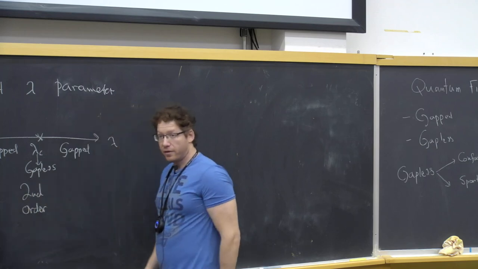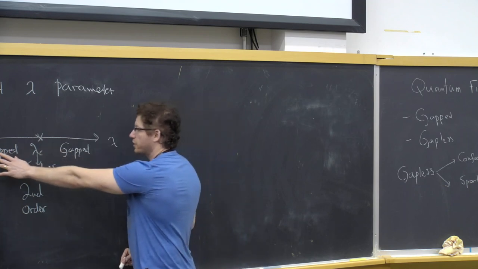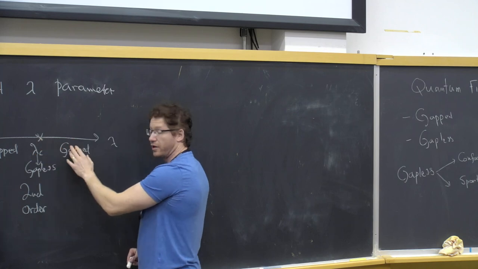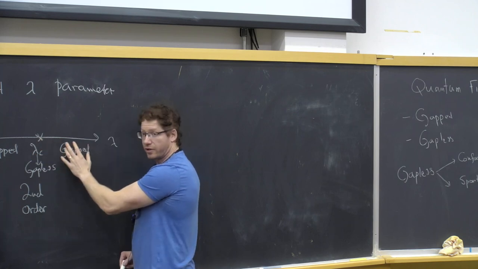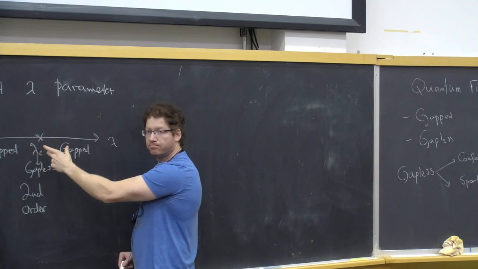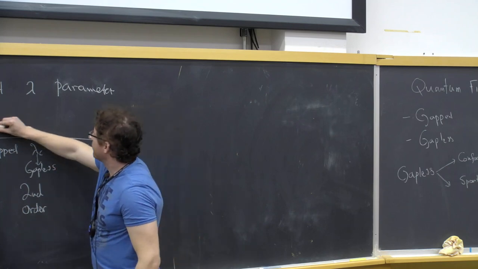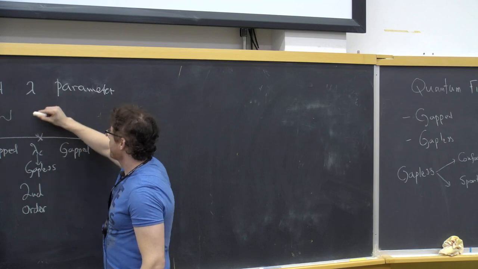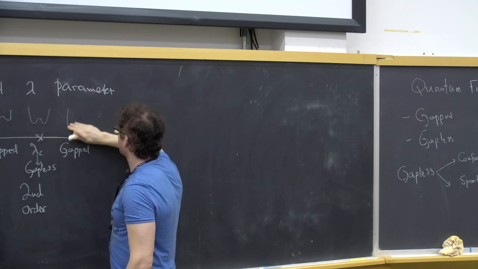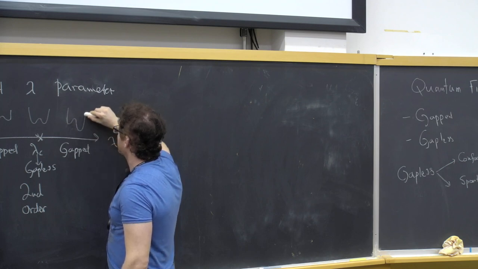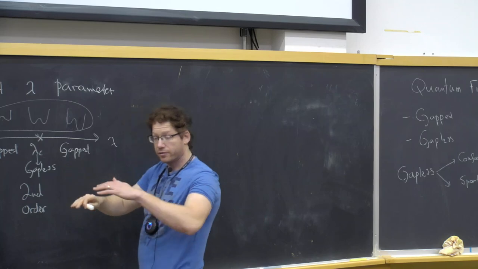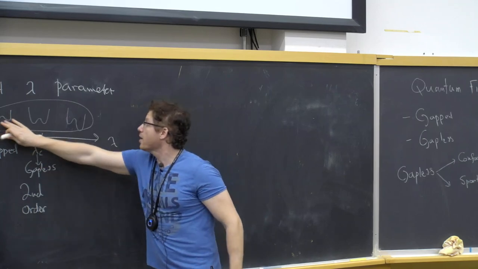It could also be that for lambda smaller than lambda critical, it's a gapped theory. For lambda bigger than lambda critical, it's also a gapped theory. But the transition does not involve a gapless mode. So it could be that the potential of the theory, so to speak, looks like that, and then it looks like that, and then it looks like that. So this is another possible scenario in which you have two gapped vacua.